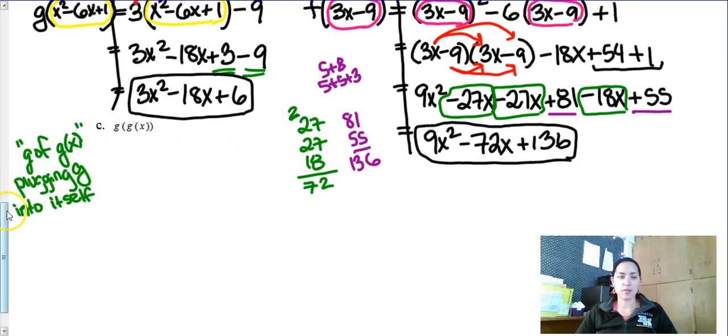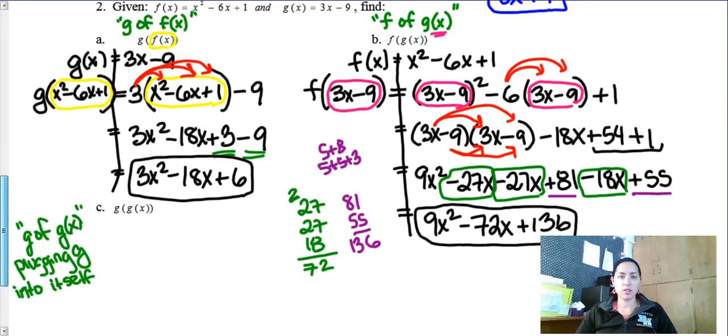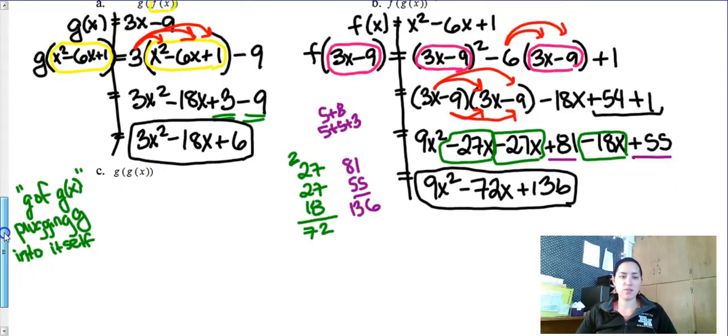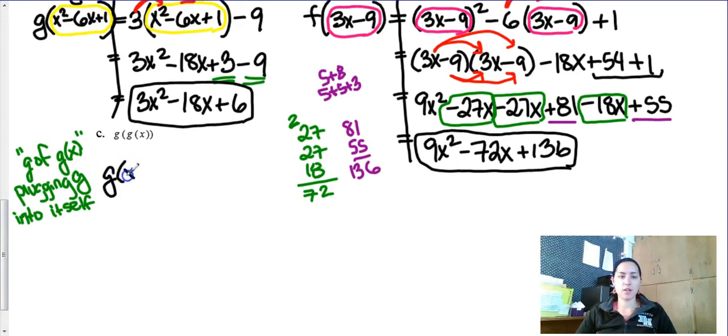So I write that down. What is G? G of X equals 3x minus 9, so that's what I write. G of X equals 3x minus 9. That's my guiding function. That's my starting function. Line down my equal sign. Then I ask myself, what's getting plugged in? Well, it says G of X.